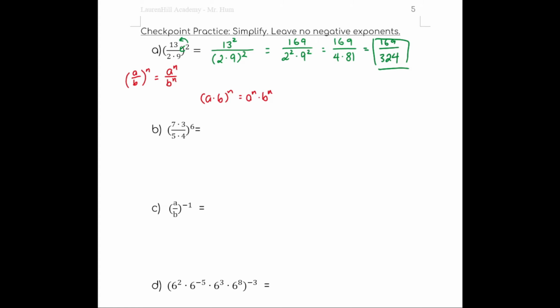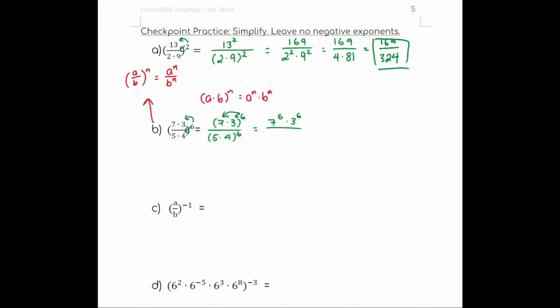Okay, so B, we've got another fraction that's raised to an exponent, so we're going to use this first law that we used before. So once again, what's my numerator? It is 7 times 3. We're going to distribute that 6 onto it. Same deal here, we're going to distribute the 6 to the denominator, which was 5 times 4. On the numerator we have a multiplication raised to an exponent, so we can distribute that 6 onto both things. That's going to give me 7 to the 6 times 3 to the 6. In my denominator, I have 5 times 4 raised to the power of 6.